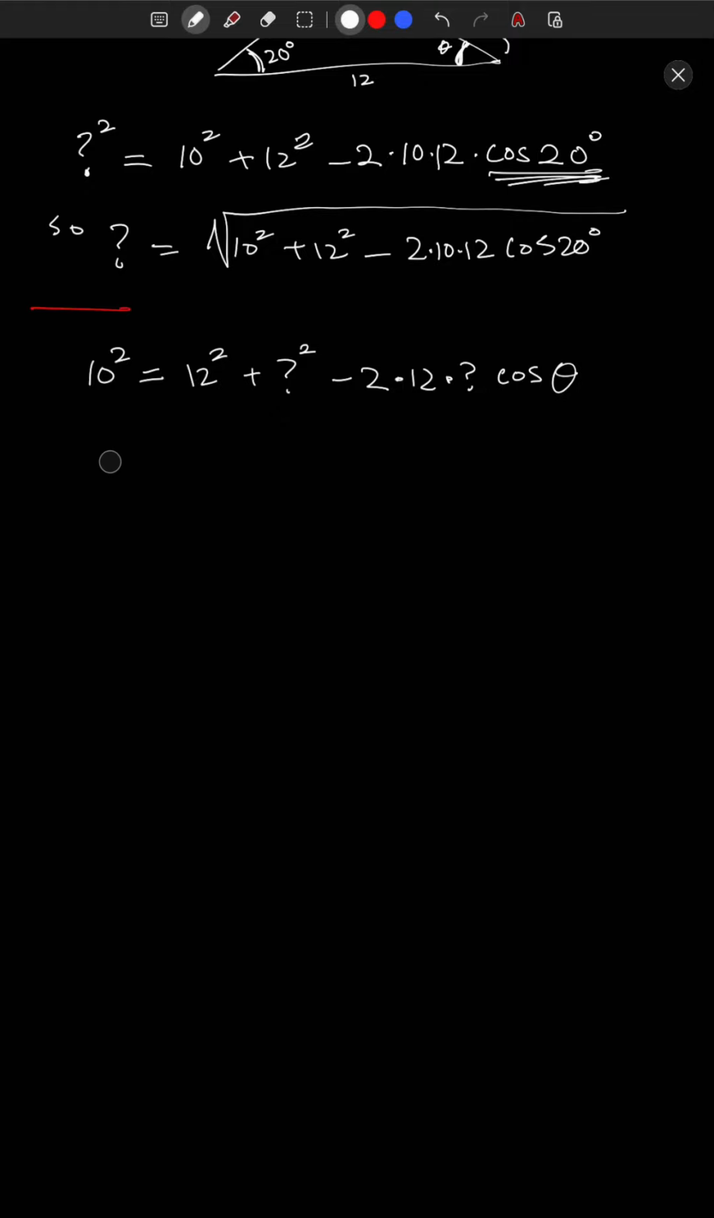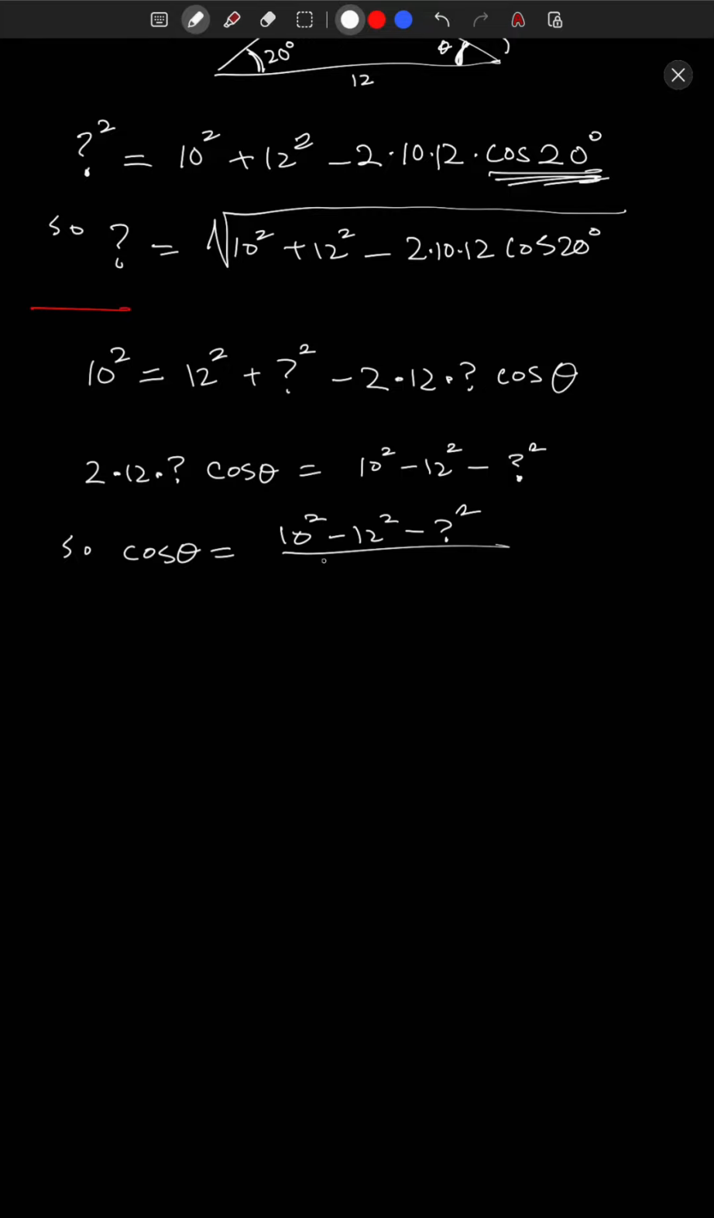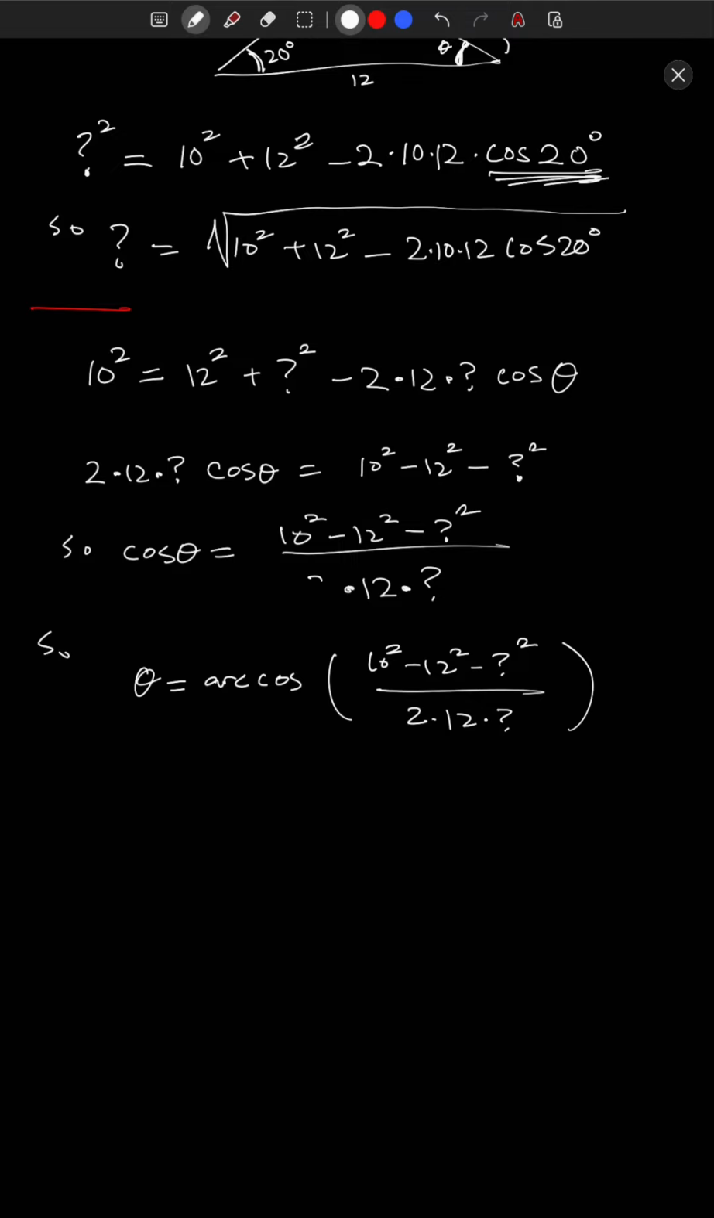Let me do it in a couple steps. 2 times 12 times question mark times cosine theta is equal to 10 squared minus 12 squared minus question mark squared. And so cosine theta is equal to 10 squared minus 12 squared minus question mark squared, all over 2 times 12 times question mark. And so theta is arc cosine of this expression here. At this point, you would need to use a calculator, but there's no issue here because everything inside this arc cosine is known. In particular, the question mark is known.